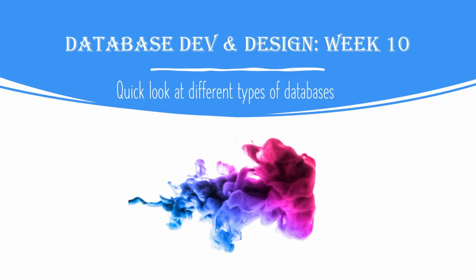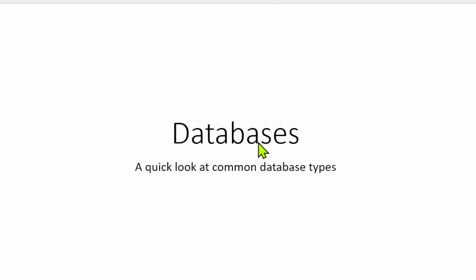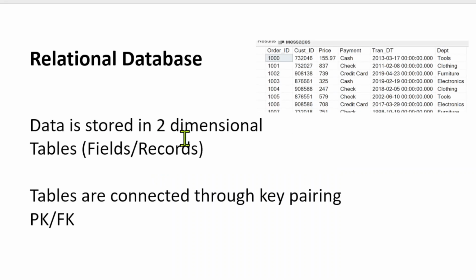And here we go. All right, so a quick look at common database types here. Start with the first one, the most common we look at, relational databases. This is what we've worked on the entire course. The data is stored in two-dimensional tables that have fields and records, or you can say columns and rows. It looks a lot like an Excel spreadsheet. That's why people confuse Excel as a database. Excel is not a database, it's a spreadsheet.